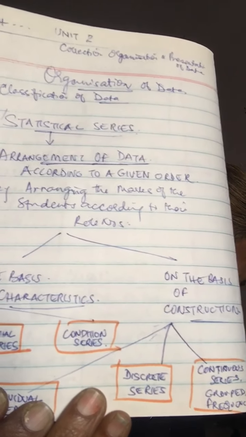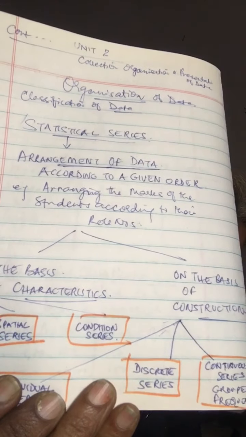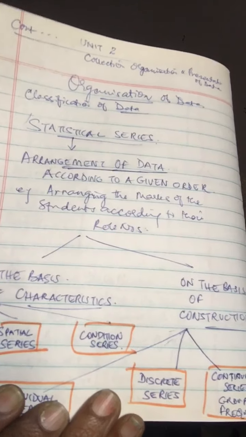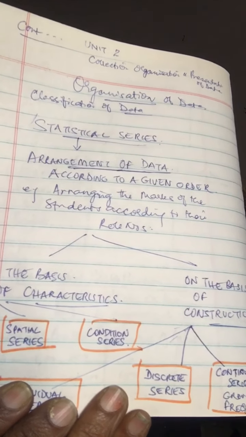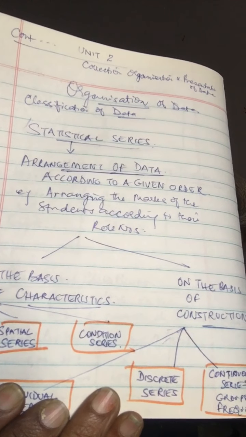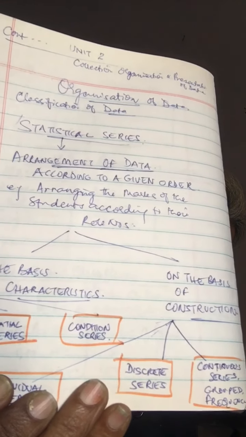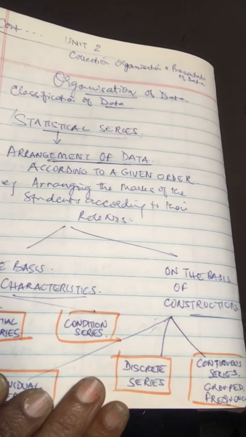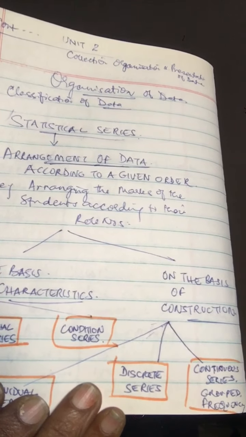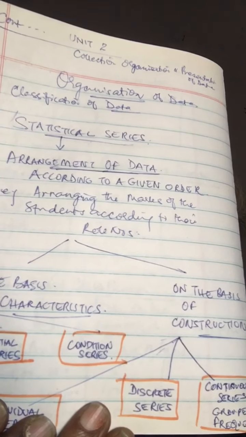Let's take the second one. What is the second one? Yes, it's a spatial series. When data are arranged according to geographical area or place, it forms a spatial series. Now in this series, time factor remains constant, whereas place or location changes. So you're talking about, say, schools of different areas, perhaps in the year 2020.